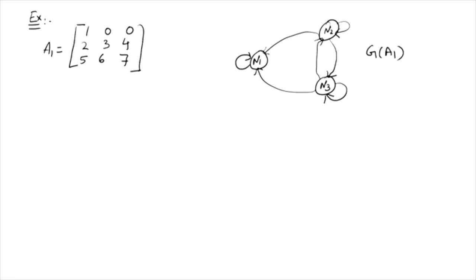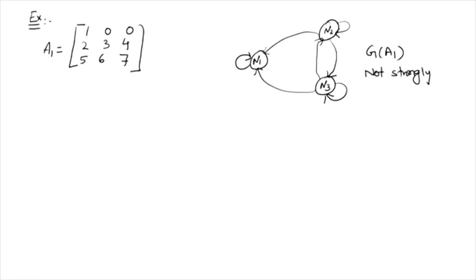Now, is it strongly connected? If I want to go from n1 to n2 or n1 to n3, it is not possible in this case, because there is no sequence of edges by following which I can move from n1 to n2 or n1 to n3. So it is not strongly connected. It means this matrix is not irreducible, so it is a reducible matrix.